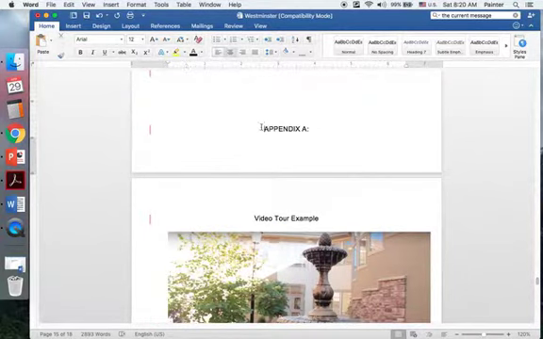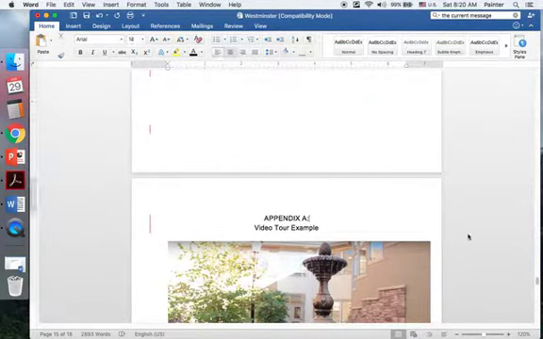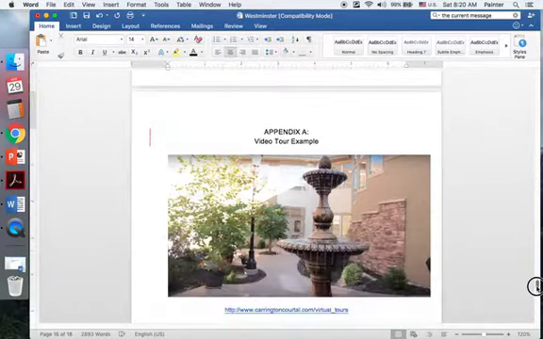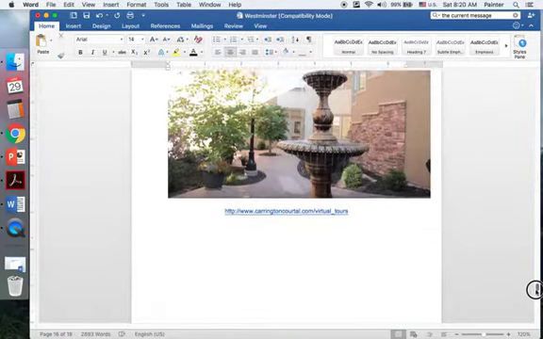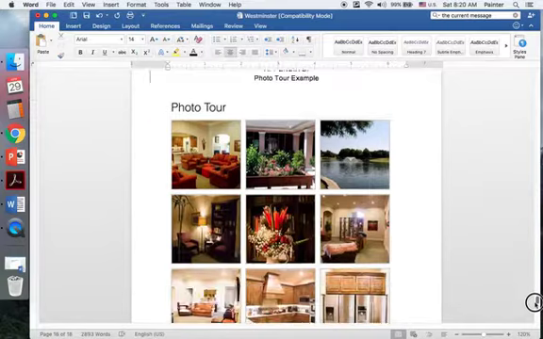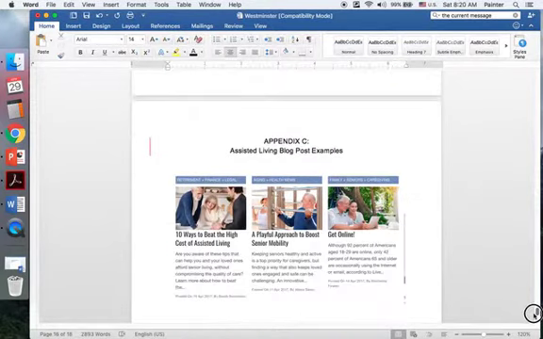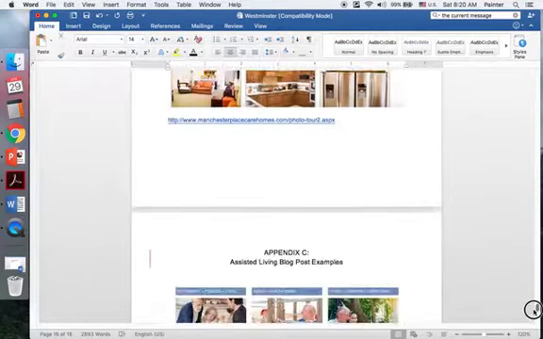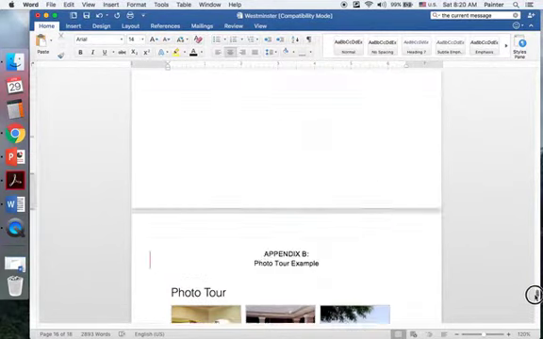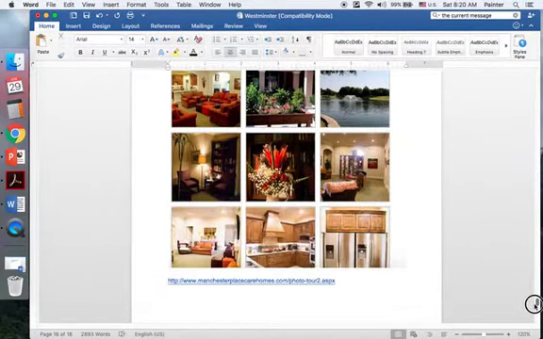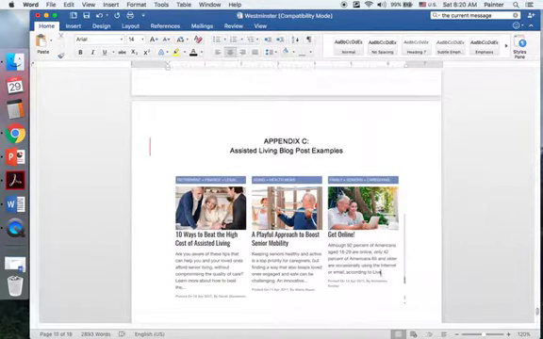And your appendices look pretty darn good, I gotta say. I'm very pleased to see. I think you're the only team that actually had this. Here's an example of a video tour. Here's an example of a photo tour. Here's some assisted living blog post examples. So good work overall, especially on the appendices here. These look nice. You've got the URLs, you've got the images, and a screenshot, it appears.